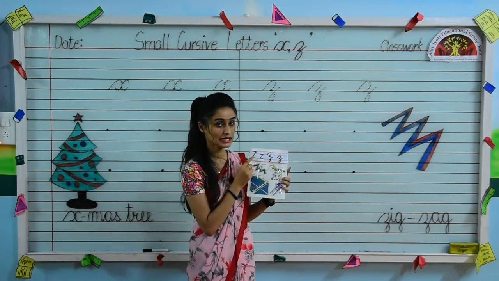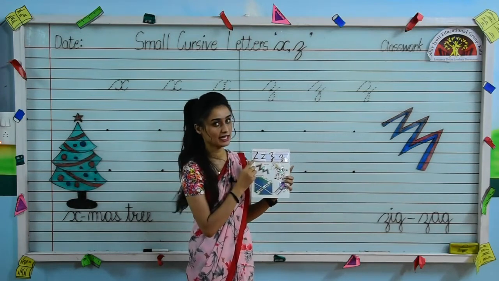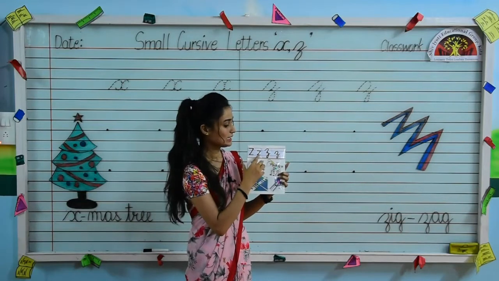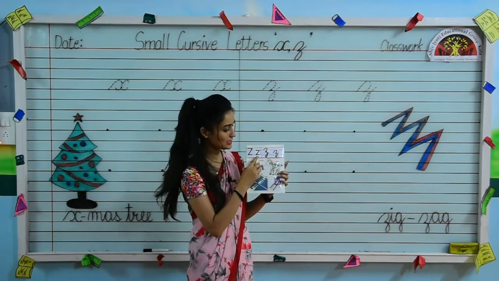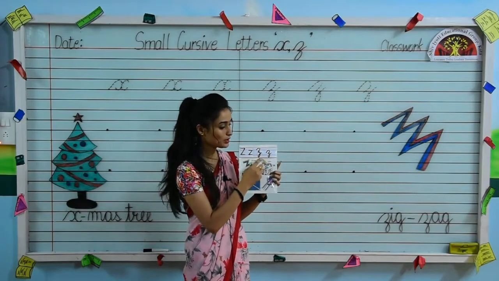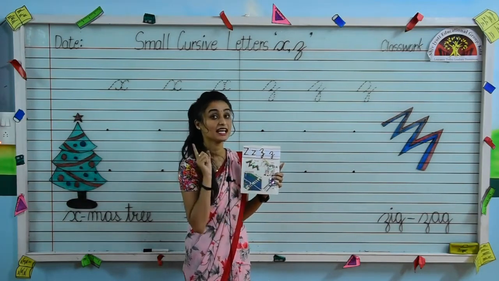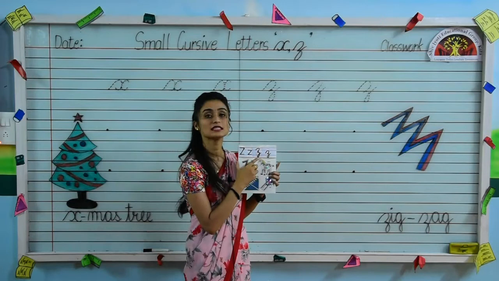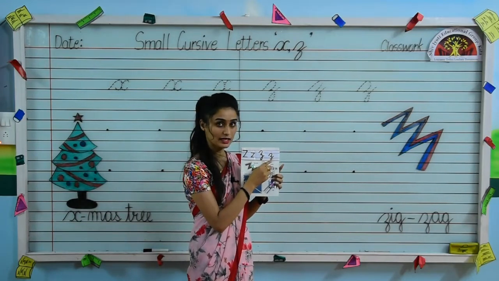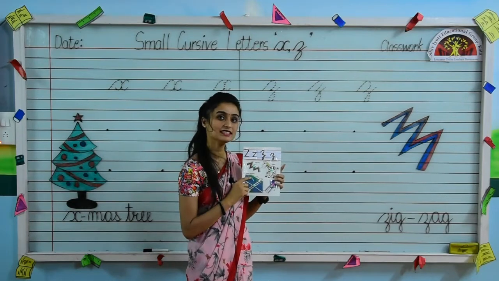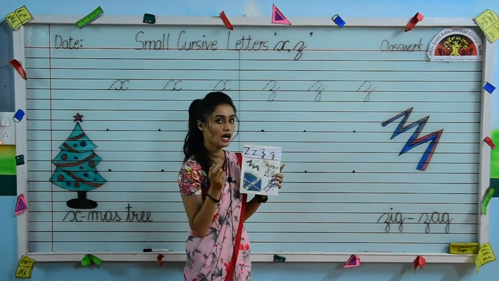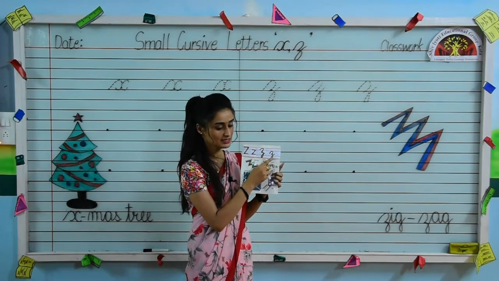So the first one is capital letter Z. Next is small letter Z. Come on the next one kids. This is capital cursive letter Z. And this one is small cursive letter Z. Today we will see how to write small cursive letter Z.